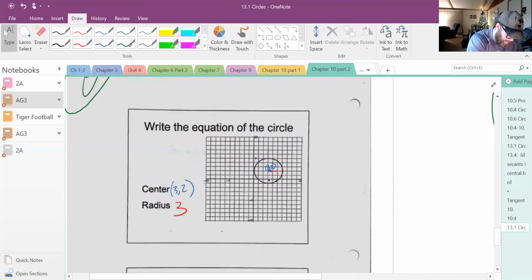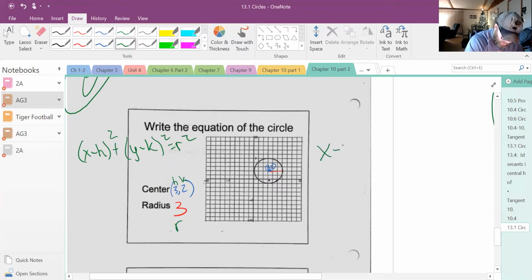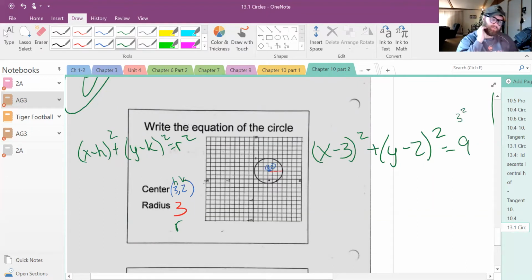Pretty easy. Here's my h, k, and r. Remember, general form is x minus h squared plus y minus k squared equals r squared. Okay, plug in your variables. So we have x minus 3 squared plus y minus 2 squared equals r squared. My 3 is my r, so it's going to be 9. Remember, this is 3 squared. Okay, not hard.